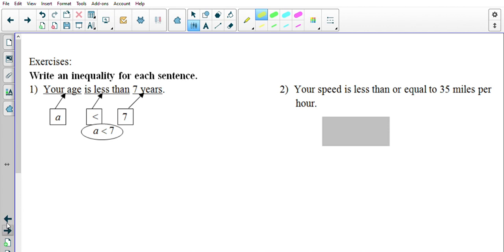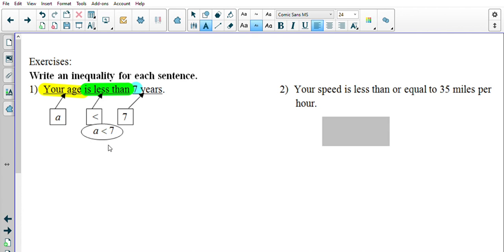So number 1 is already done for us. It says your age is less than 7 years. So your age in this case is our unknown. Obviously, you know how old you are, but we chose the variable A. "Is less than" represents our inequality, and then 7 is our number. So "is less than" is the less than symbol. We can write A is less than 7.